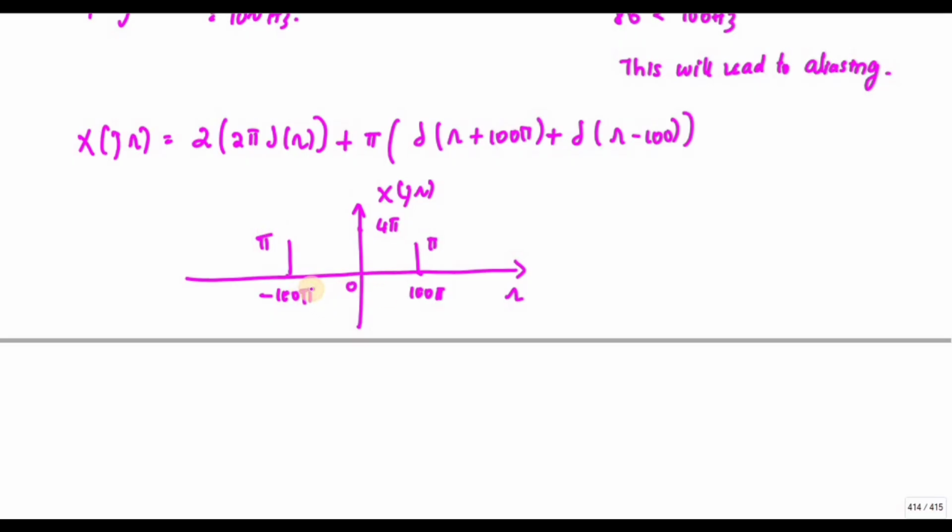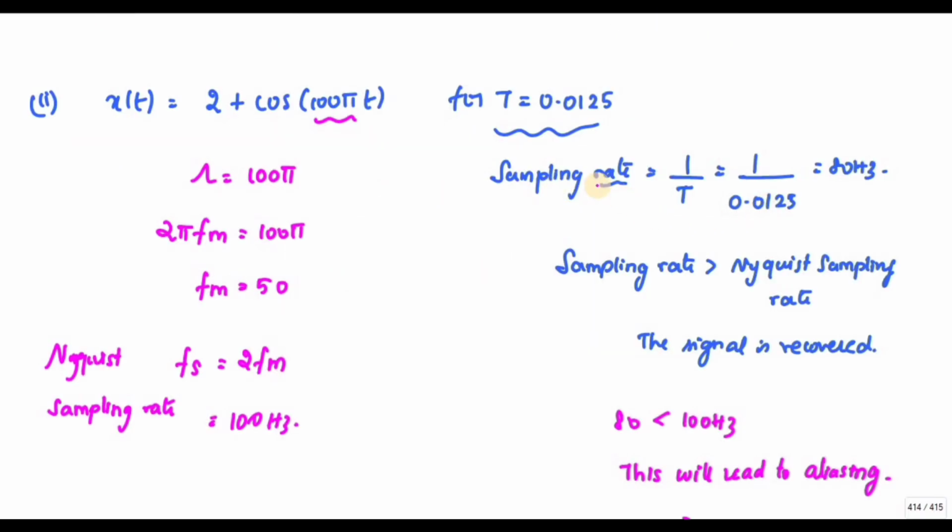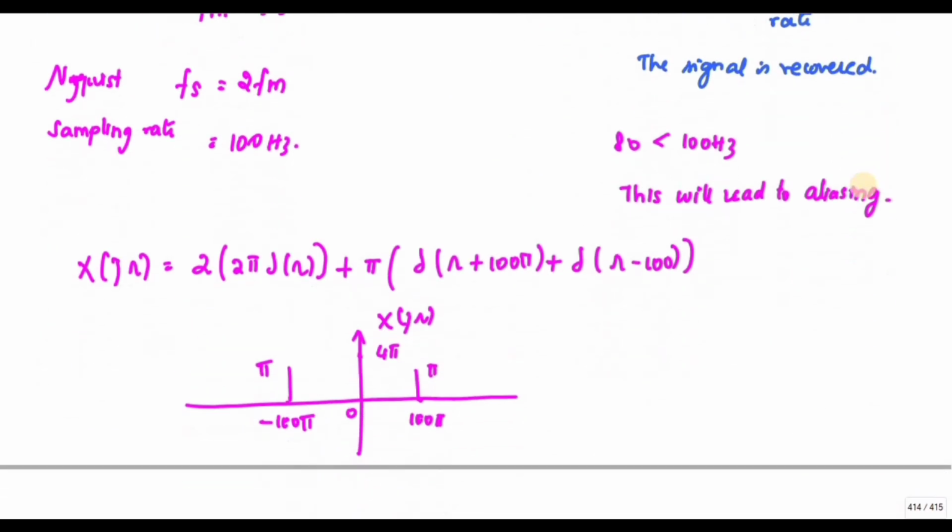Right? So if it gets repeated, from this I can write that the sampling rate value is 80 hertz. The sampling rate value is 80 hertz, which means the omega here will be 2 pi of that sampling rate, that is 80, so it will be 160 pi. So the signal gets repeated after 160 pi. So I can again draw this one as 4 pi at 160 pi, right?